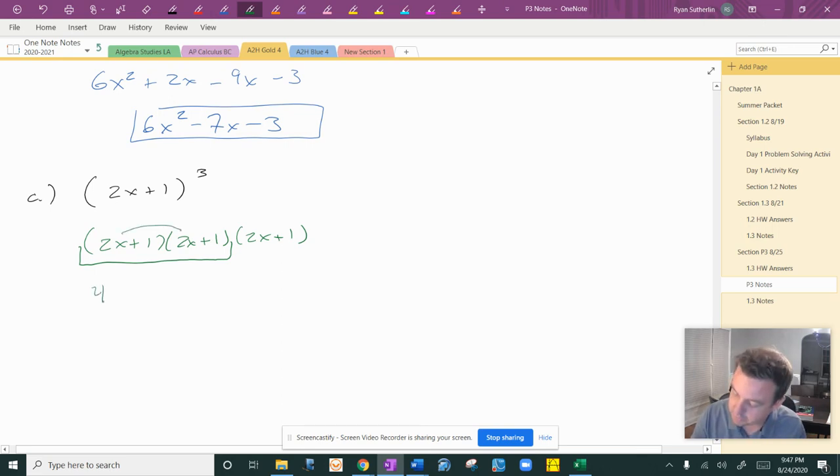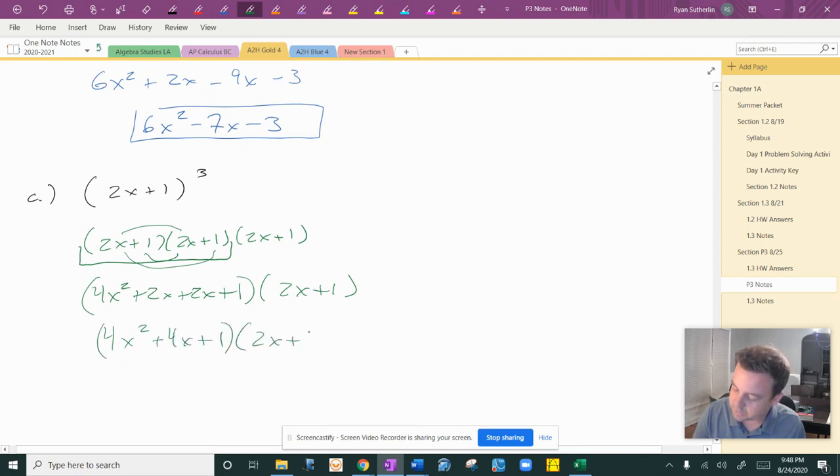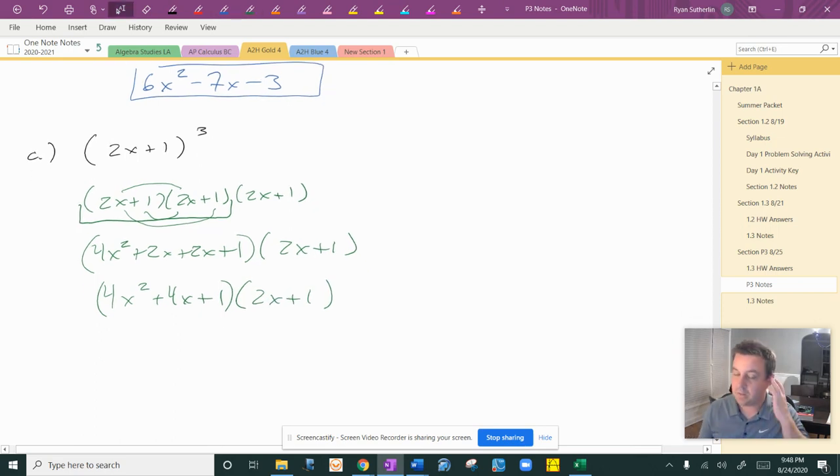So 2x times 2x is 4x squared. 2x times 1 is 2x. 1 times 2x is 2x. 1 times 1 is 1. And then I saw this 2x plus 1 here. And now I have 4x squared plus 4x plus 1. And then I'm going to take that result times what's left.